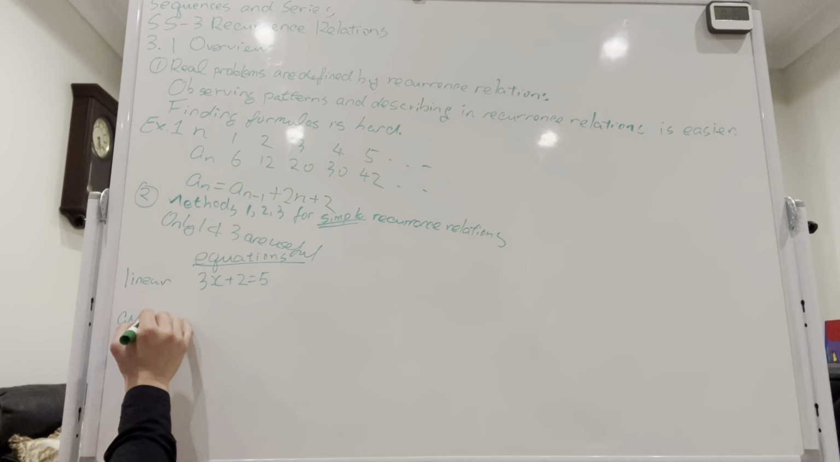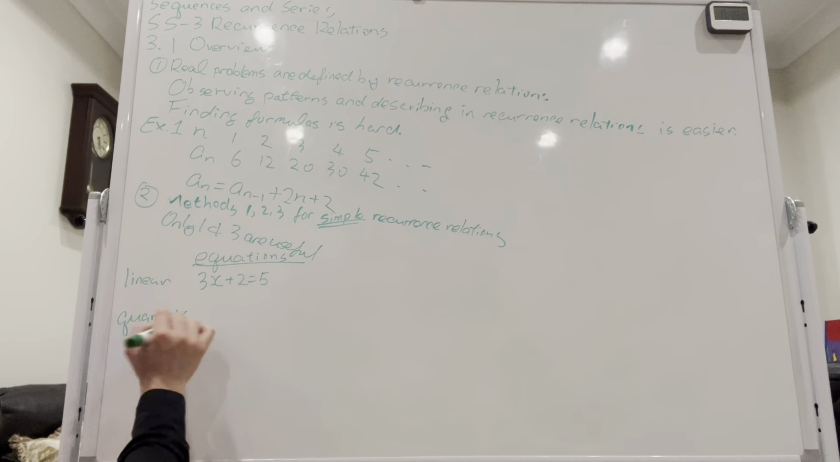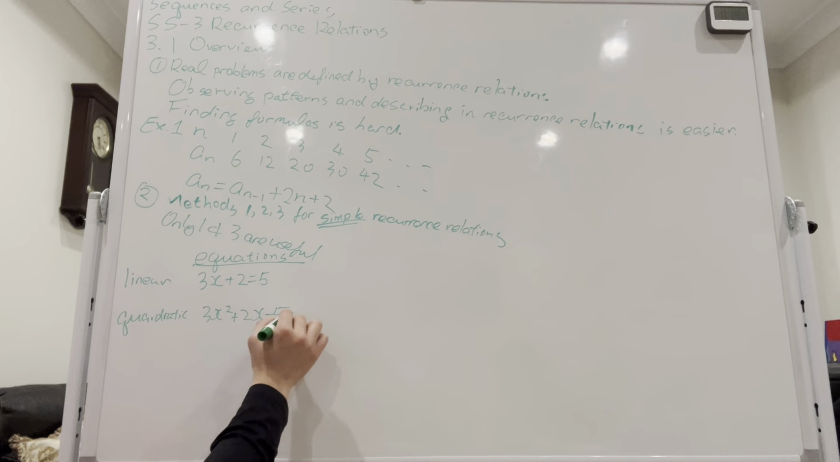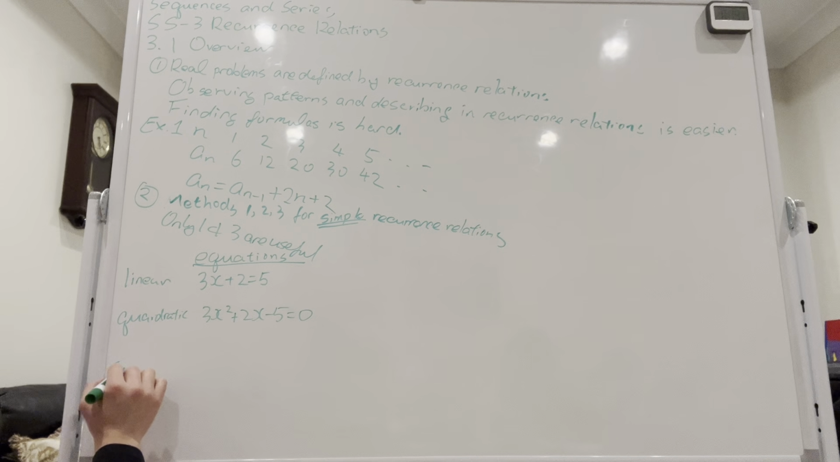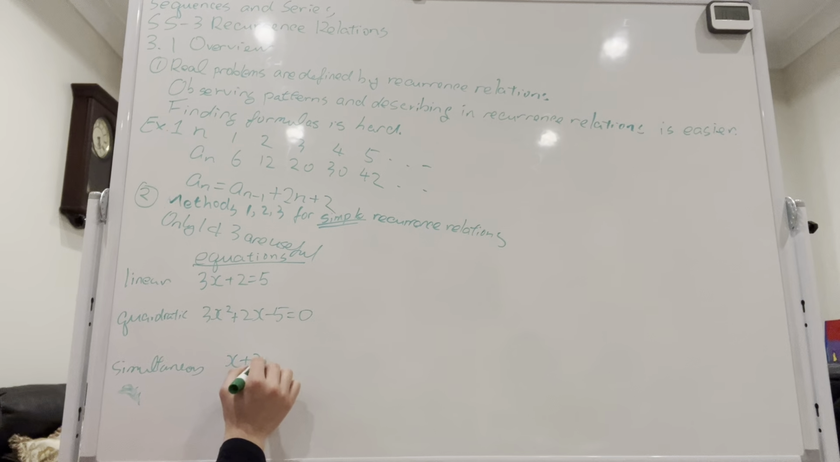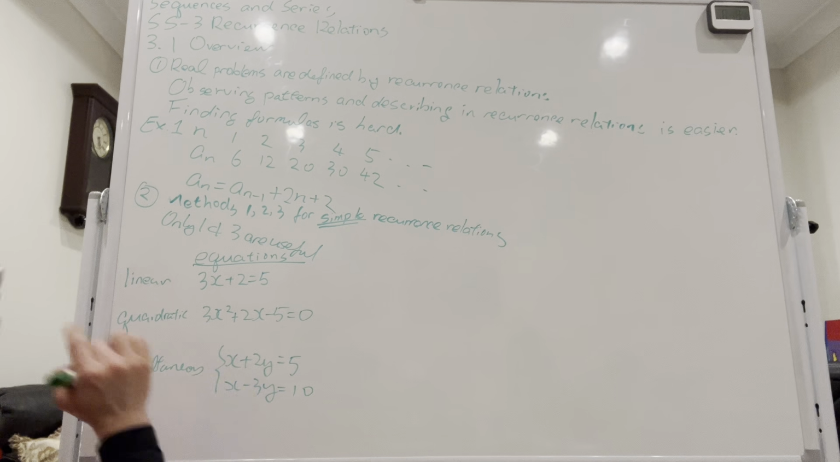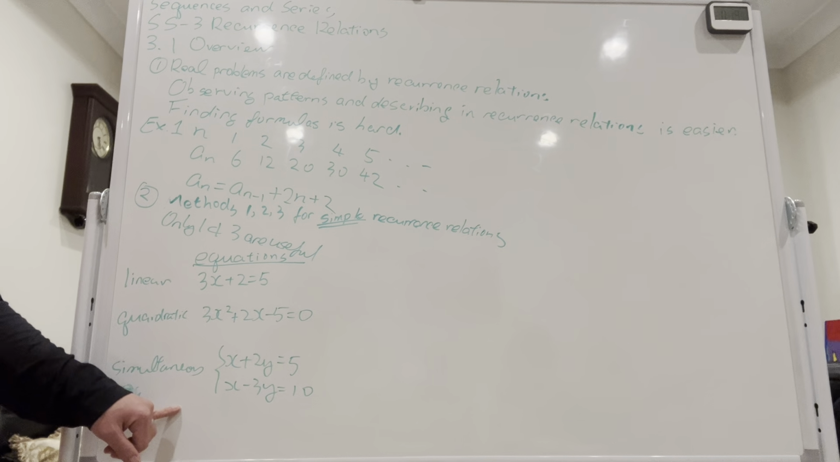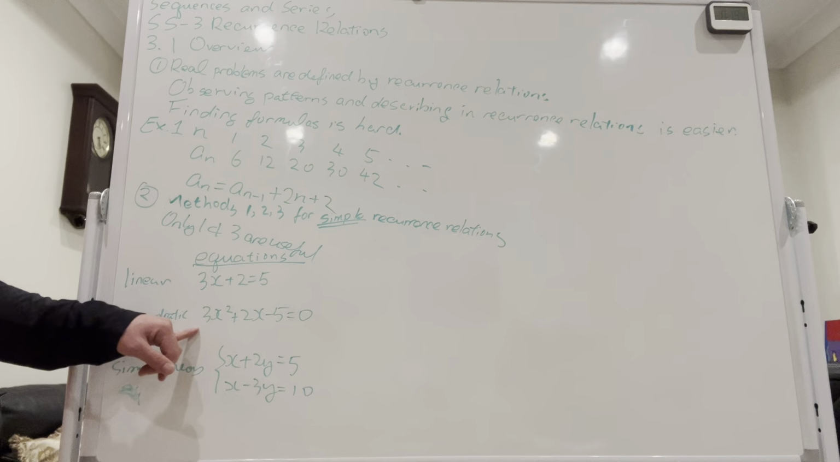And then some of you also learned something called a quadratic equation. Something like 3x squared plus 2x minus 5 is equal to 0. Now some of you also know what is called simultaneous equations, which basically says you have two equations, x plus 2y is equal to 5, x minus 3y is equal to 10, and then you solve this. Can I get a show of hand? Does anyone know this second one and the third one? Who knows how to solve a quadratic equation? Hello, Daisy.